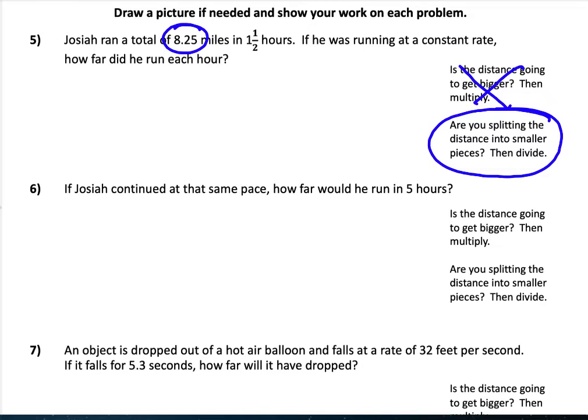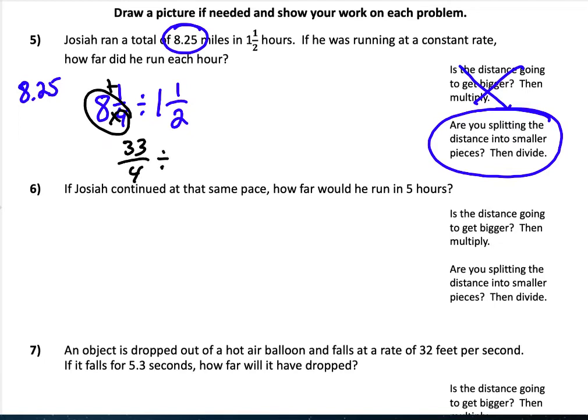So let's turn 8.25 into a fraction. Well, if you remember, 0.25 is the same thing as 1/4. It's a 1/4 of a dollar. It's a quarter. So 8 1/4 divided by 1 1/2. If you remember from our problem on the front side, when we're dealing with mixed numbers, we got to change them to improper fractions first. So 8 times 4 is 32, plus 1 is 33/4. 1 times 2 is 2, plus 1 is 3/2.